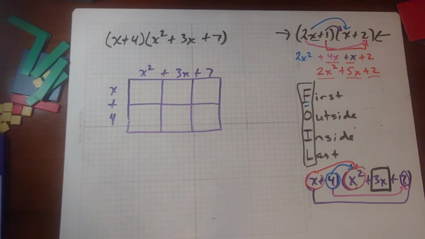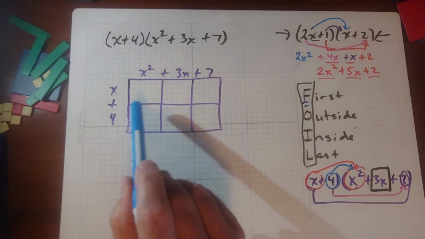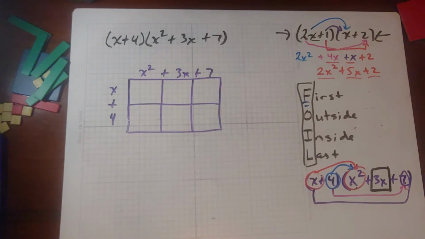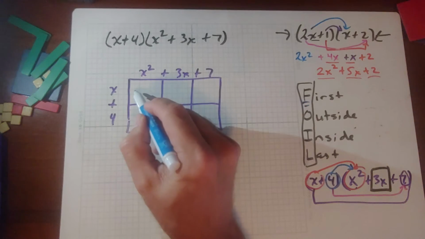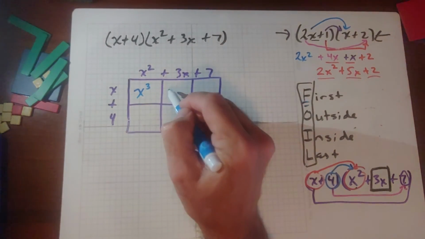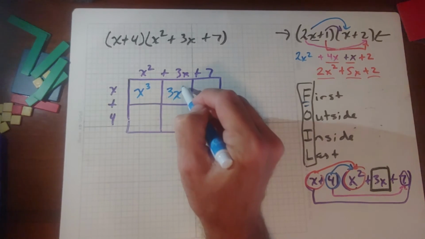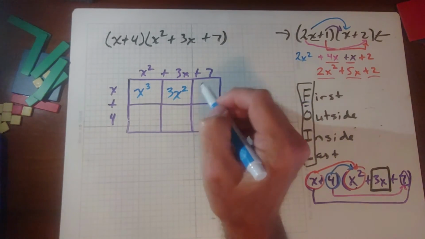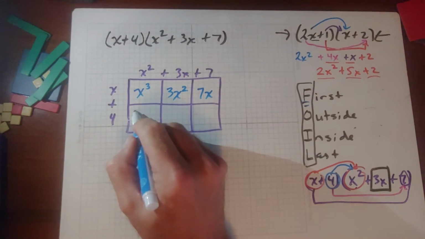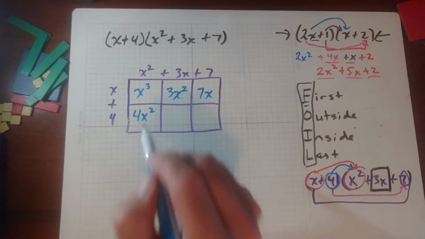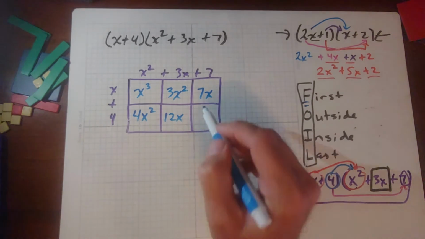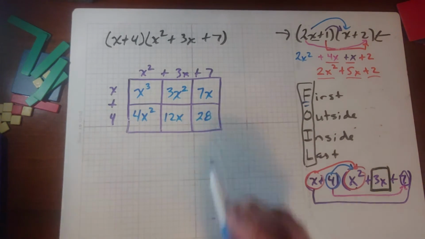So the only difference from what we did before in this one is before I had 4 boxes, this time I have 6. And I have 6 because I have 3 going across instead of only 2. So x times x squared gives me x cubed. And there might be a little mini lesson there for your students if they don't remember that. x times 3x gives me 3x squared. x times 7 gives me 7x. 4 times x squared gives me 4x squared. 4 times 3x gives me 12x. And 4 times 7 gives me 28.